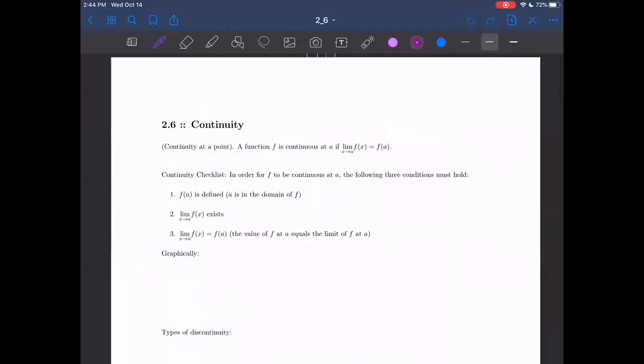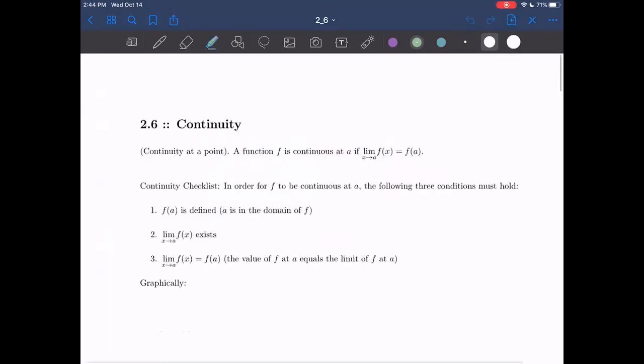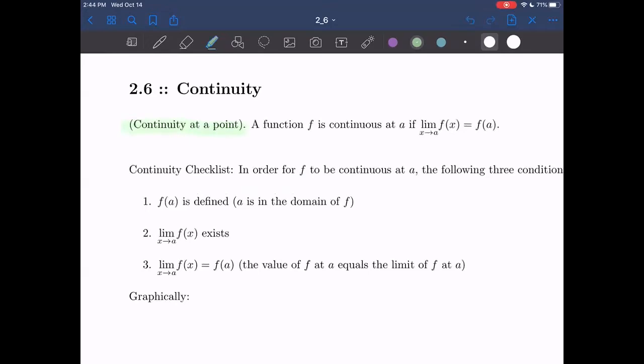All right, so today we're looking at continuity. We'll define continuity using limits. There are a couple different types of continuity. The first type that we'll look at is continuity at a point. A function is said to be continuous at a point a if the limit as x approaches that point a of f of x is equal to f evaluated at that point, so f of a.